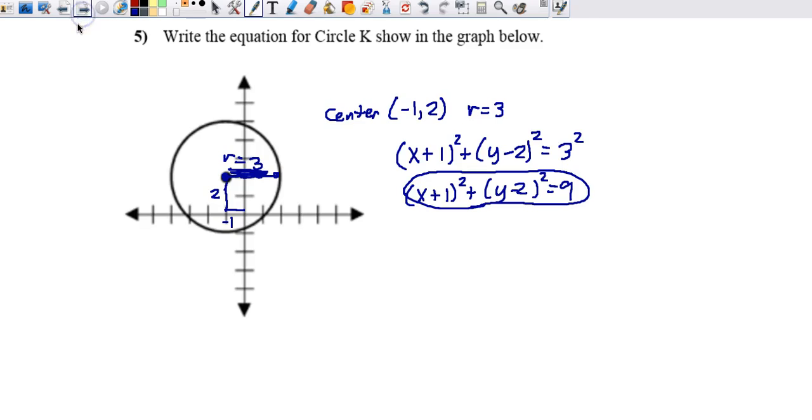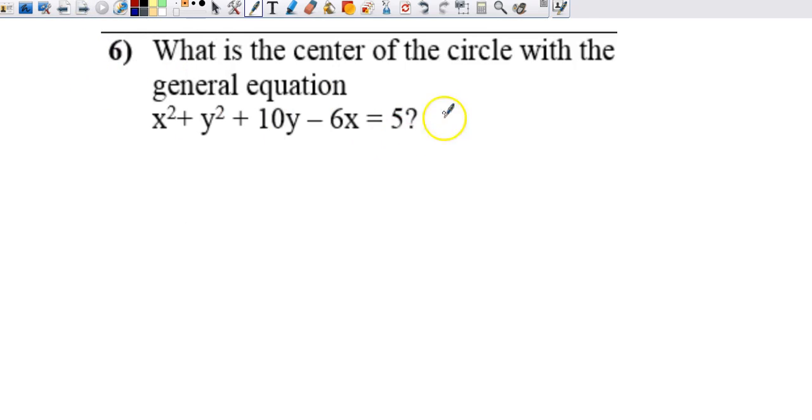All right, question number 6. Again, make sure you're pausing between each time. What's the center of the circle with the general equation? All right, here we got to get that in standard form. We're going to have to complete the square. So with completing the square, our goal is to get the x's together. So I have x squared minus 6x, and I want to get the y's together. So plus y squared minus 10y.